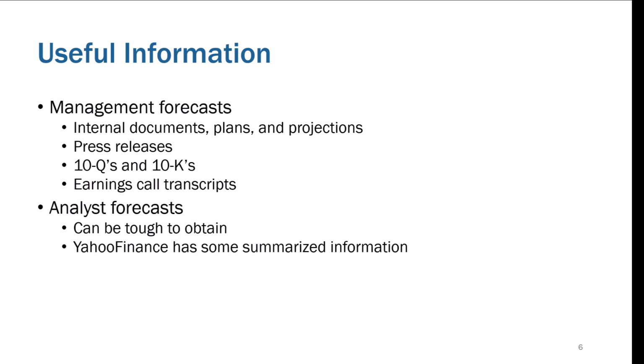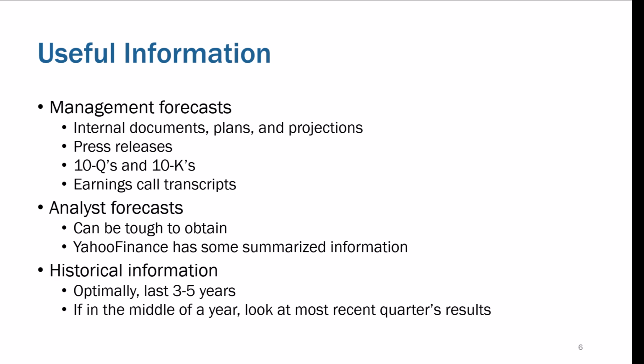Analyst forecasts can be tougher to obtain. Yahoo Finance does have some summarized information that you could find. Historical information, optimally you'd start with the last 3 to 5 years of information. And that's just going to give you a benchmark to consider when putting together a forecast. It's not as good as looking forward. But for example, if a company has been growing revenues by 1% a year for the last 5 years, and it's suddenly forecast to grow them by 30%, it's like, okay, what has changed to make that realistic?